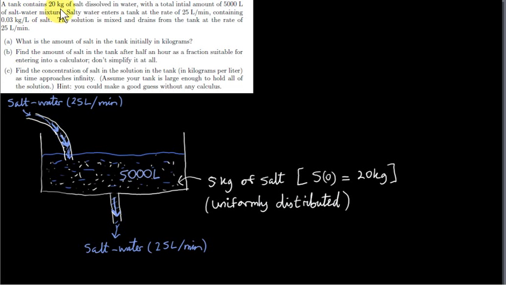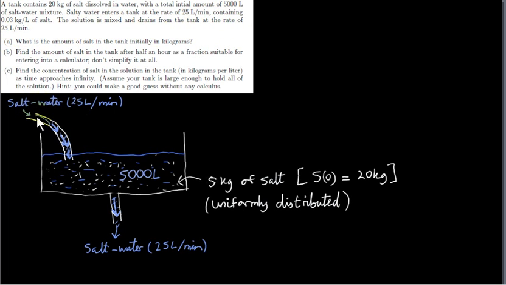A tank contains 20 kilograms of salt dissolved in water, with a total initial amount of 5,000 liters of salt water mixture. Salty water enters the tank at the rate of 25 liters per minute, containing 0.03 kilograms per liter of salt. The solution is mixed and drains from the tank at the rate of 25 liters per minute.